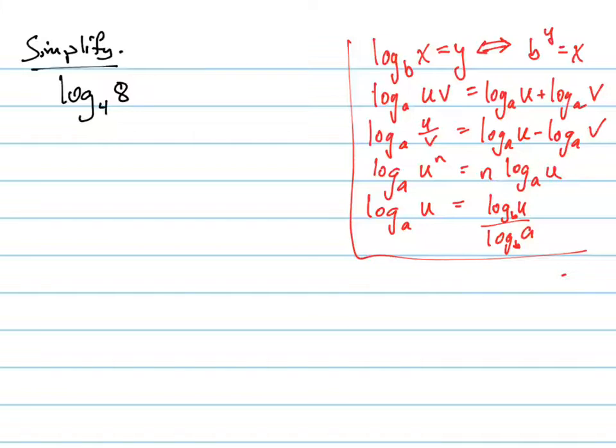So let's simplify some logarithm problems. I have all the properties over here to the right, so you can refer to them. Those are the most important log properties that you'll have. So when you have log base 4 of 8, they mean simplify. They're basically saying, what is that equal?